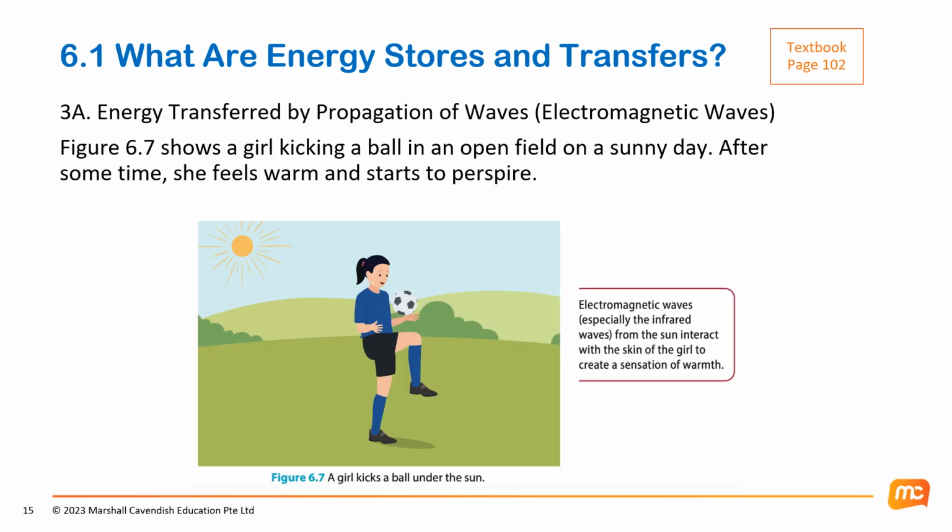By propagation of waves. In this example, the girl is kicking a ball in a field on a sunny day and she feels warm, because the electromagnetic waves from the sun are a way of transferring energy from the sun to the girl. Again, it goes to the internal store of the girl, where she starts to feel warm.